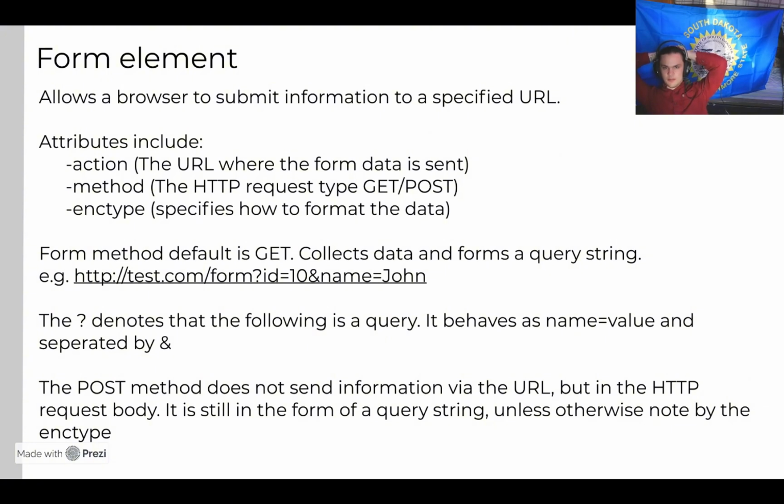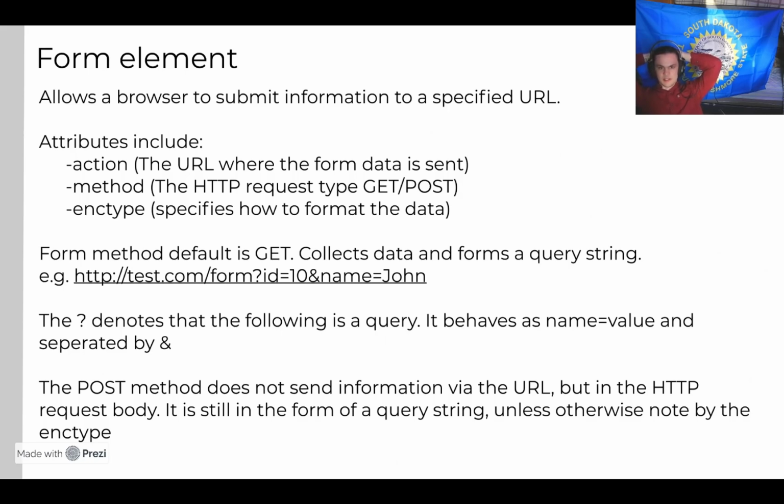The form method default is GET, and collects data in the form of a query string. So here's an example. We have test.com/form. And that question mark denotes that a query is going to be coming. So after the question mark is all the information that we accessed from the form. So here we have an ID equal to 10 and a name equal to John. The question mark denotes that the following is a query. It behaves as name equals value, and it is separated by an ampersand sign, that and sign there.